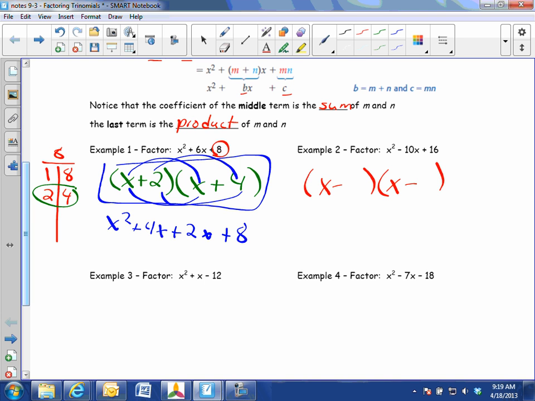Okay, so then we can just say, well, what are the factors of 16? 1 and 16, 2 and 8, 4 and 4. Okay, which pair is going to get us 10? 2 and 8.